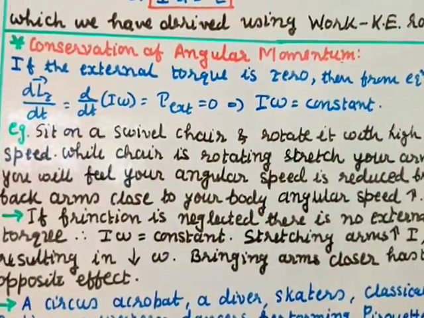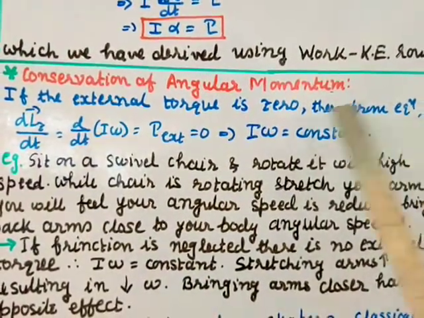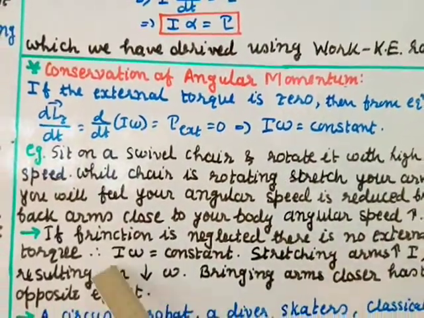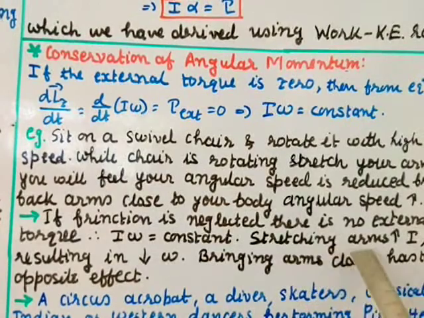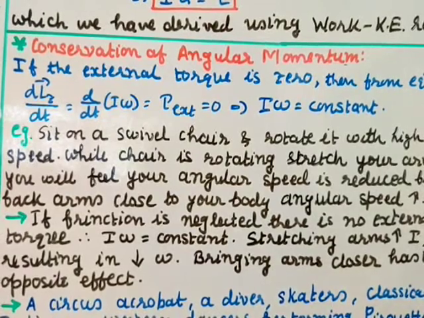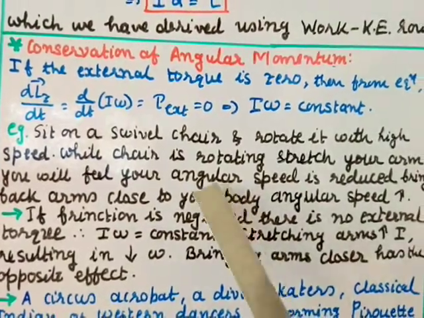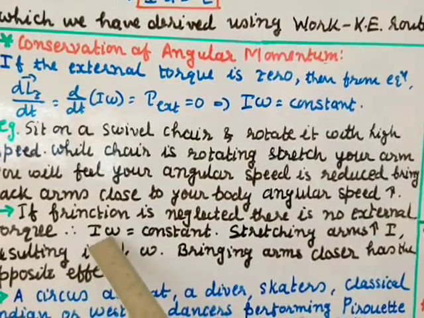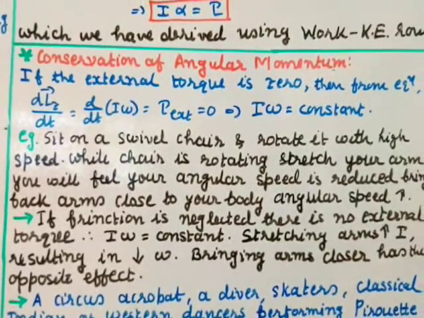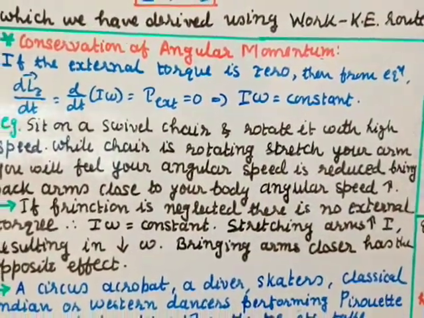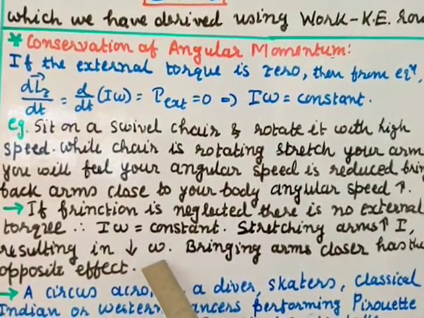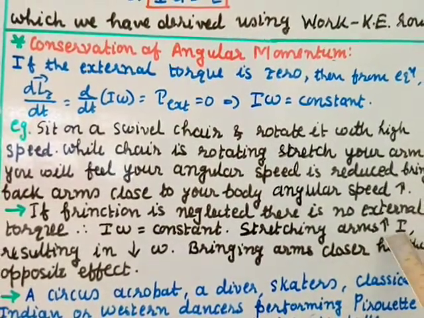So if external torque is absent, then according to the conservation of angular momentum, I omega is constant. When you stretch your arms, the moment of inertia will increase. You see that your angular speed is decreasing, which means I is increasing, resulting in decreasing omega, the angular velocity, and the moment of inertia is increasing.